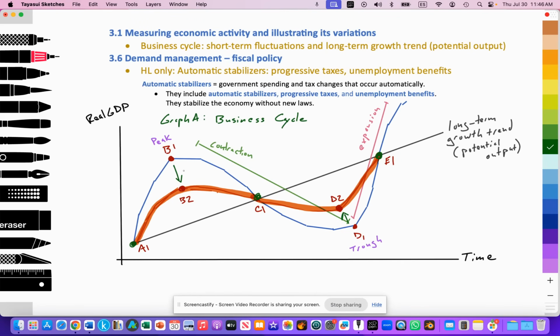Without the automatic stabilizers, there is no income tax revenue. Let's assume there is no unemployment benefits being provided. So the economy would naturally expand an inflationary gap from A1 to B1. Households are generating more income. They're not being taxed on an income that provides more disposable income to spend, more revenue. And so the economy is severely expanding, and we experience an inflationary gap. We experience demand pull inflation.